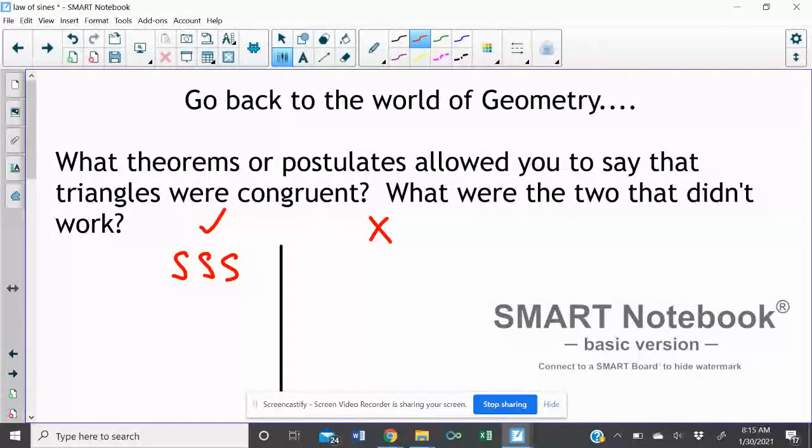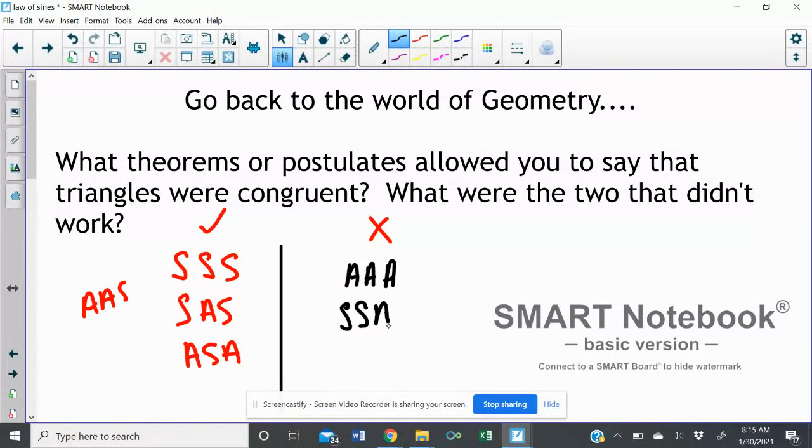Side, side, side. Side, angle, side. Angle, side, angle. And the last one was angle, angle, side. Which then gives us the two that do not work: angle, angle, angle, and side, side, angle.